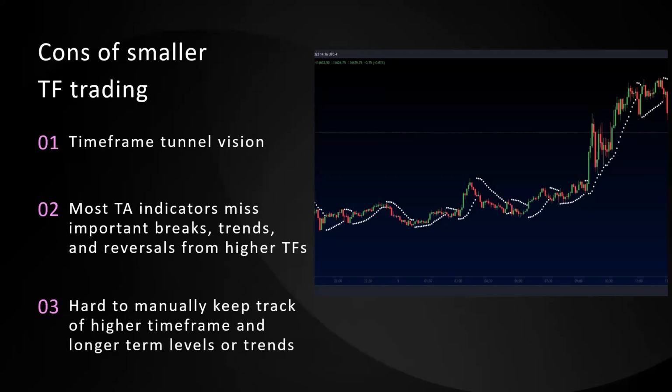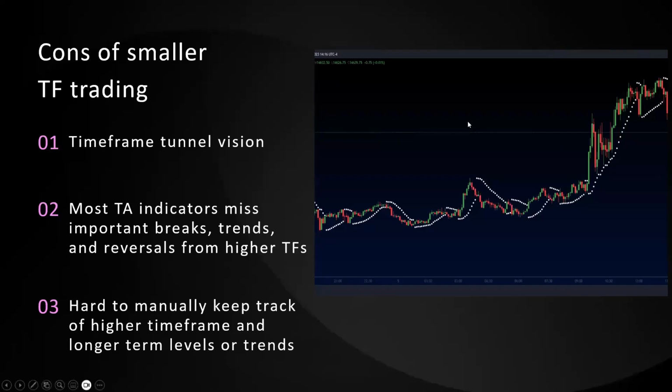And another problem with smaller timeframes like the 1 minute, also the 5 minutes sometimes, is most technical analysis indicators and indicators in general miss important breaks, trends, and information or reversals from higher timeframes. And they make a lot of short-sighted decisions with the small amount of data that they consider.